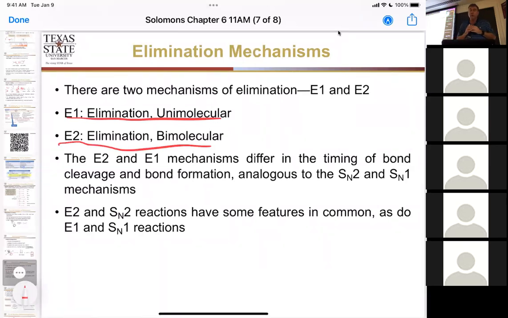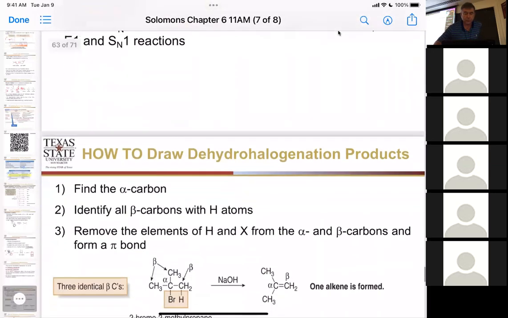So the difference is the timing of our bond cleavage and formation. Like I said before, E1 gives you a carbocation, SN1 gives you a carbocation. E2 does not form a carbocation, SN2 does not form a carbocation. So they're very analogous in that comment. They have some common features between them, okay?